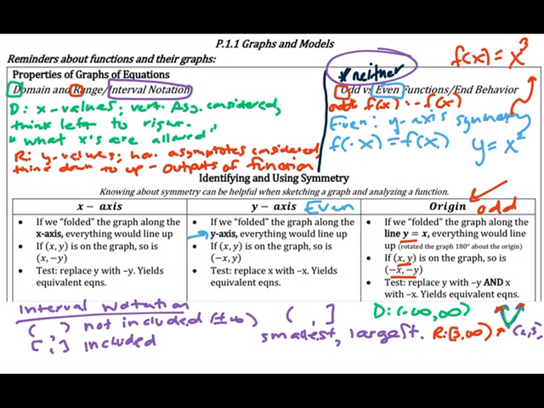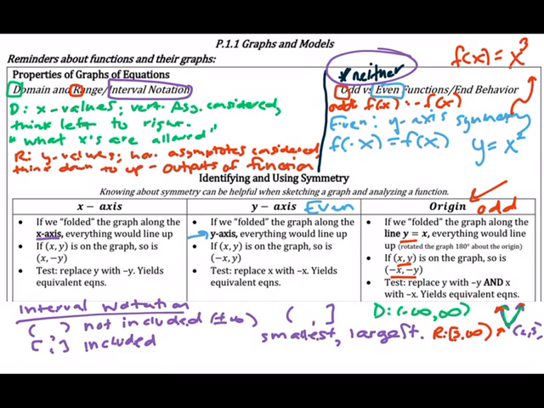There's also another kind of symmetry that doesn't fall into odd or even, and that's x-axis symmetry, which means that if we folded the graph along the x-axis, everything would line up. So for each of our x values, there are 2 y values that would occur. So x-axis symmetry would not yield a function, right? It wouldn't pass the vertical line test, but it's still a type of symmetry that could help us understand more about what's going on with a function.